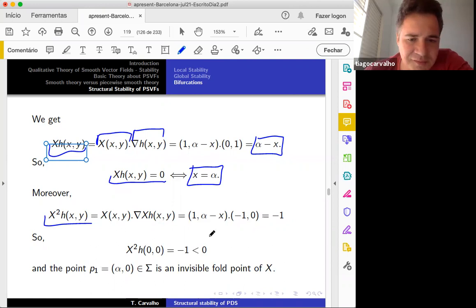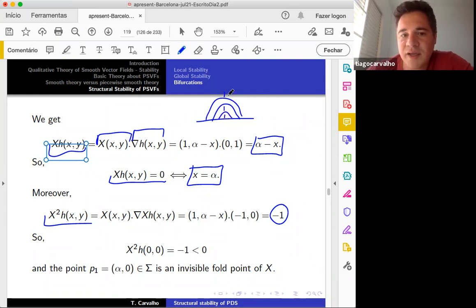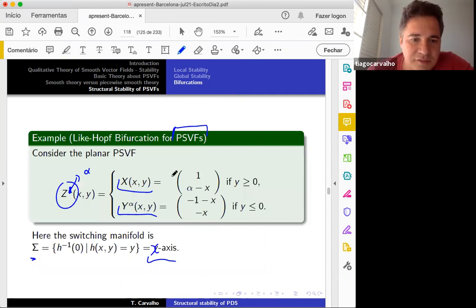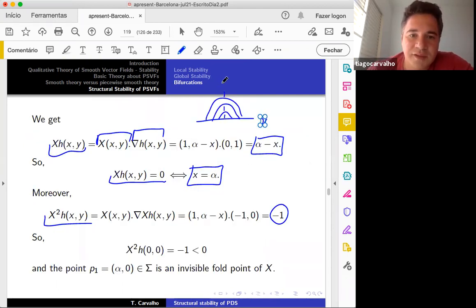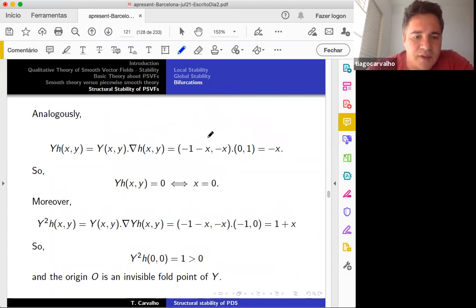Moreover, the second Lie derivative is always minus one. And so we have an invisible fold point for X. This means that we are in a configuration, in a phase portrait like this. And how can I say if the arrows are pointing to the left or to the right? Let's look for the X vector field, and note that the first coordinate here is one. So in the x direction, it's positive. It's pointing to the place where x is positive. The same can be done for Y, okay? And we have an invisible fold point of Y at the origin.